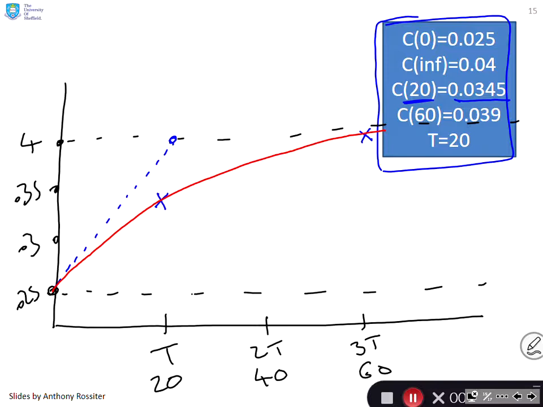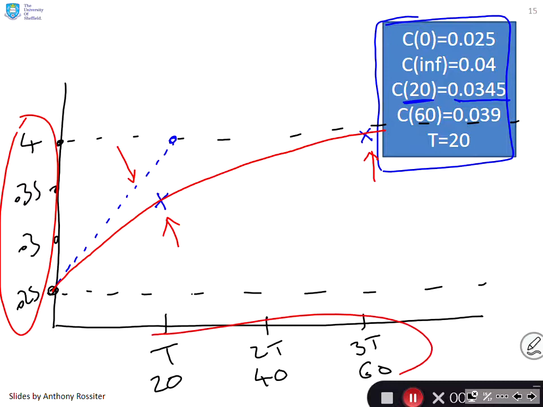And obviously the examiner's looking for this point here, and this gradient. And obviously assuming that you've got the right values here on the left hand side and the right values here down at the bottom.